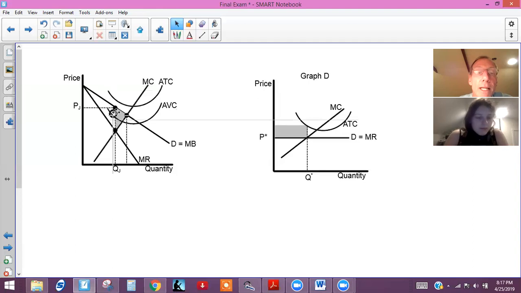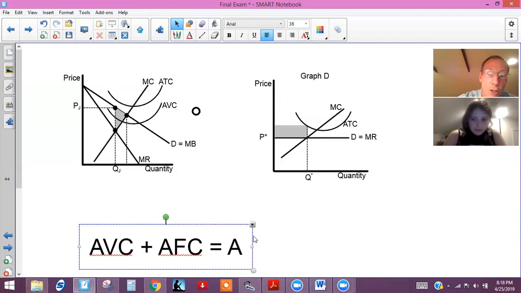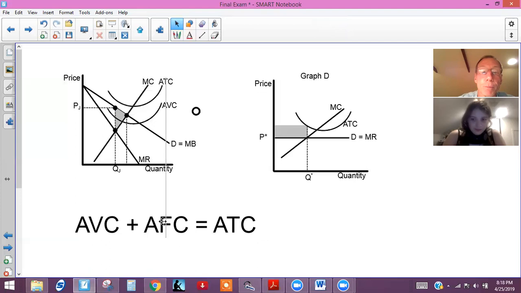This is a situation you'd have to have for a firm to operate in the short run, because they're covering their fixed cost, because average fixed cost is the difference. So average variable cost plus average fixed cost equals average total cost.